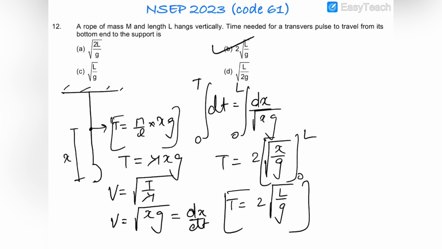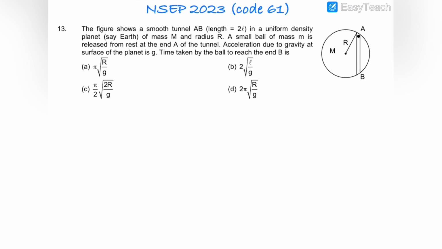Now we move on to the next question. In this question, you can see that there is a smooth tunnel AB whose length is 2L, and this tunnel is inside the earth, and the mass of the earth is m and the radius is r. A small ball is released from this point, and we have to find out the time taken by the ball to reach end B. We have already done the derivation of the time period of this SHM inside the tunnel, and we know that the time period was 2 pi under root of r by g, and this is the time in which the ball will go from A to B and then again from B to A.